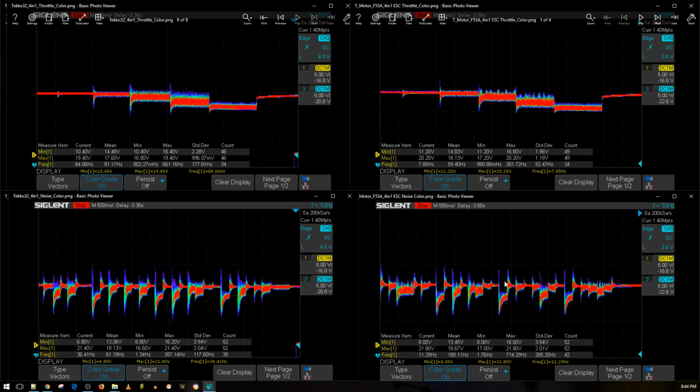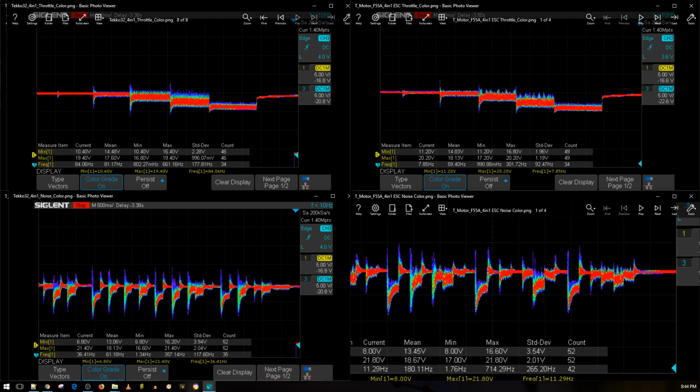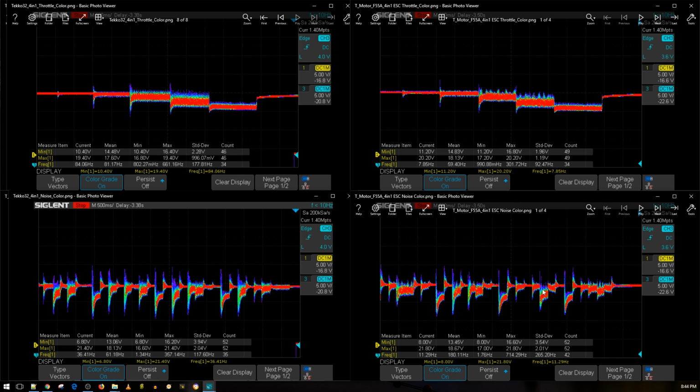Now let's take a look at the bottom here. This is where this counts. What we want to see is, again, the line as close as possible. We want to see more red than we want to see blue or green or purple. So red is where the voltage was at most of the time here. And both of these were performing really great.